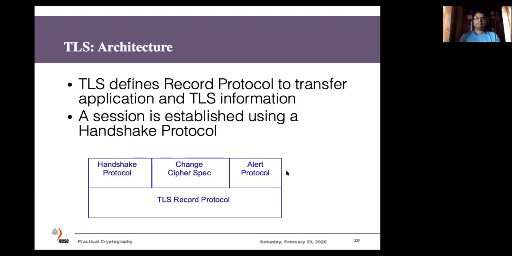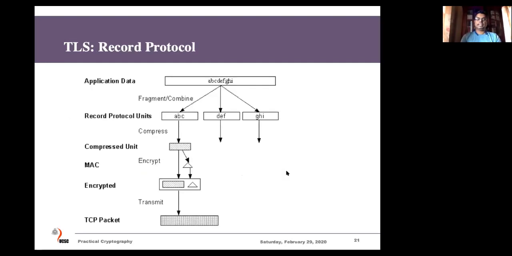bundled in the TLS. The TLS record protocol is the major protocol used to achieve confidentiality and integrity. The TLS handshake protocol establishes the session, like key exchange, authentication, and so on. The TLS change cipher specification protocol is used to change the cipher specification in the middle of the communication, and the alert protocol is used to exchange error messages and alert messages between these two entities. Since the TLS record protocol is the major protocol, we will have a look in detail at this TLS record protocol.